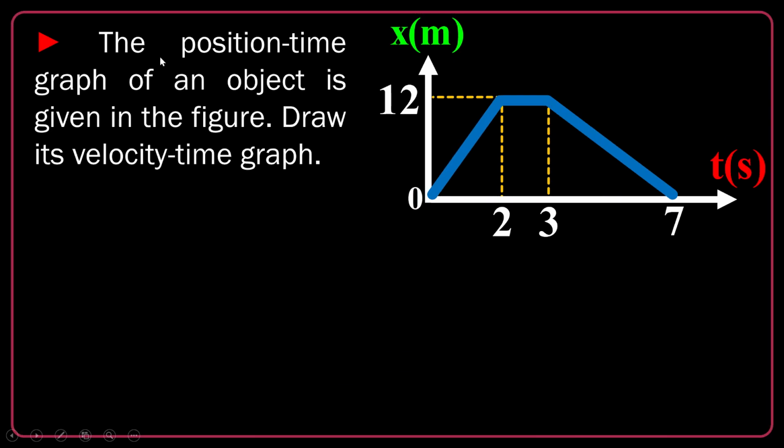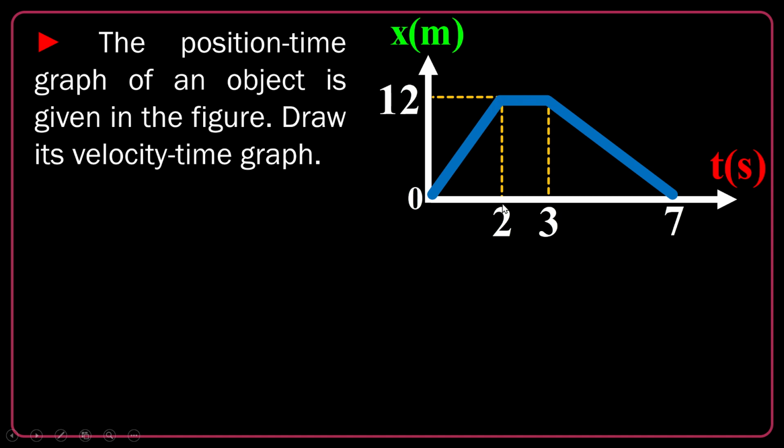Look at this xt graph. The position time graph of an object is given in the figure. You see, xt starts from 0, goes for 2 seconds upwards. As you see, the velocity is constant in the first 2 seconds. Then the velocity is 0.